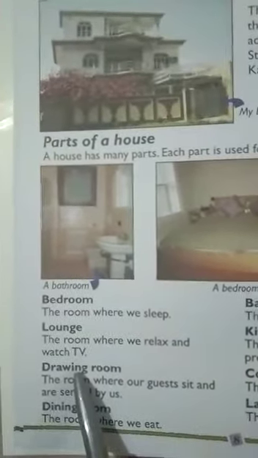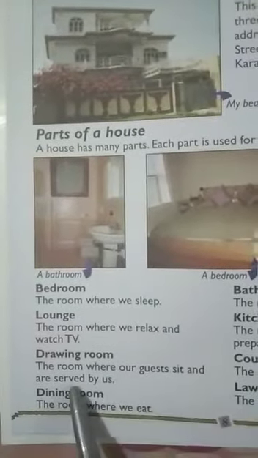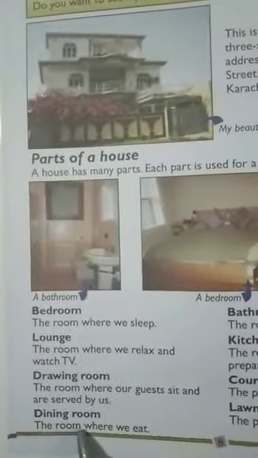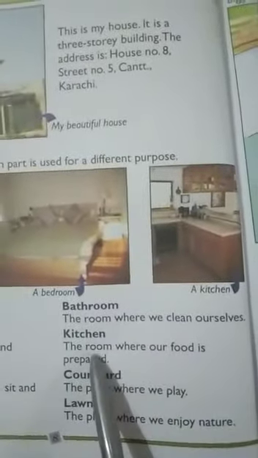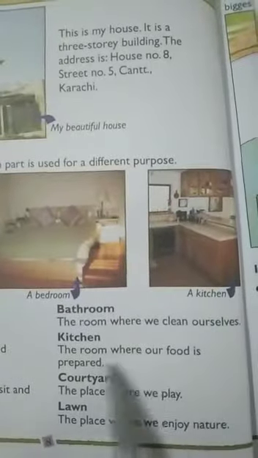Lounge, the room where we relax and watch TV. Drawing room, the room where our guests sit and are served by us. Dining room, the room where we eat. Bathroom, the room where we clean ourselves. Kitchen, the room where our food is prepared.